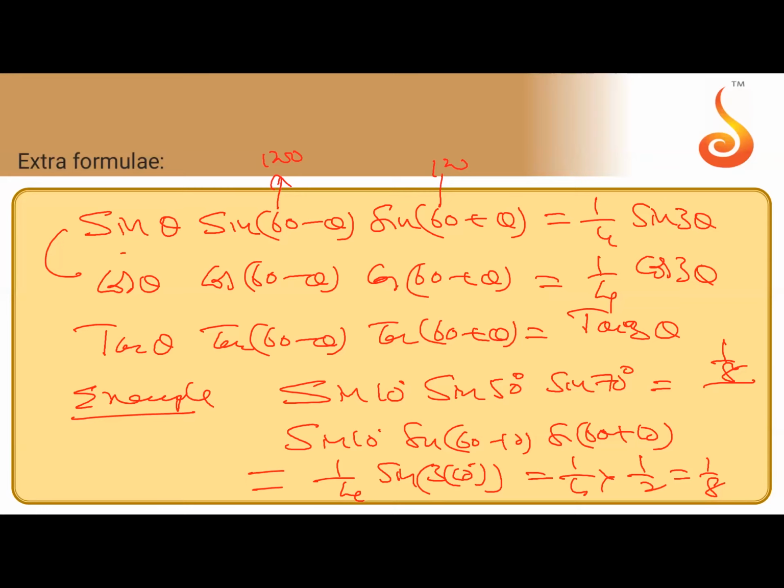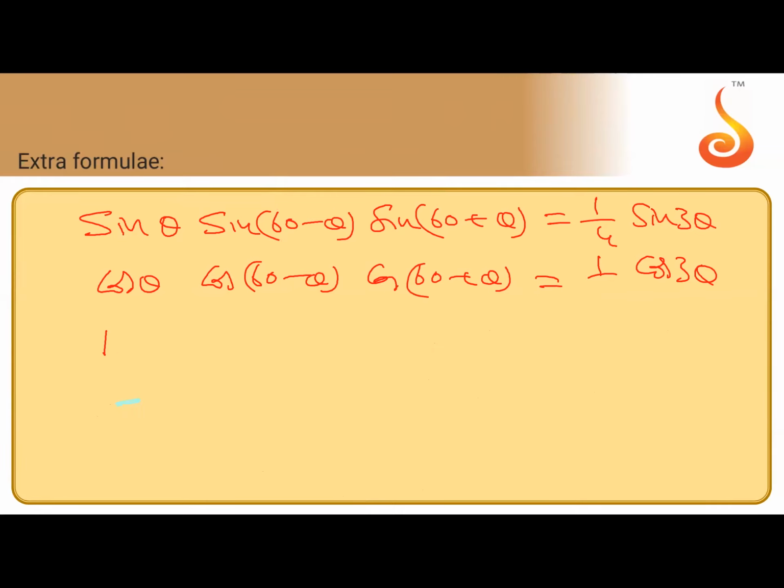Now this is valid for 120, 240 and 300 also. In place of 60, 120 is a valid formula, and in place of 60, 240 also. All three formulas are valid for 60, 120, 240 and 300 degrees. Got it? One more example, you can tell the answer for this one.